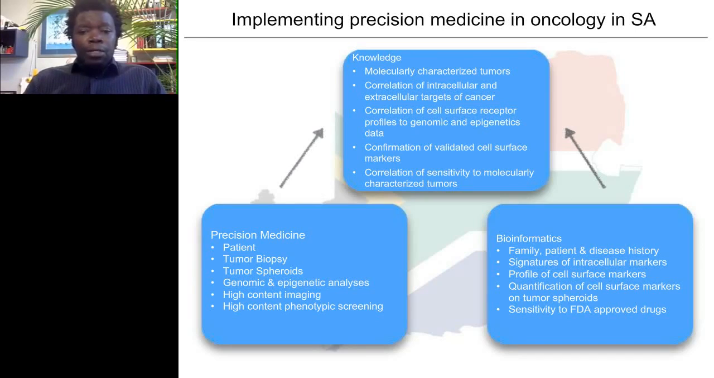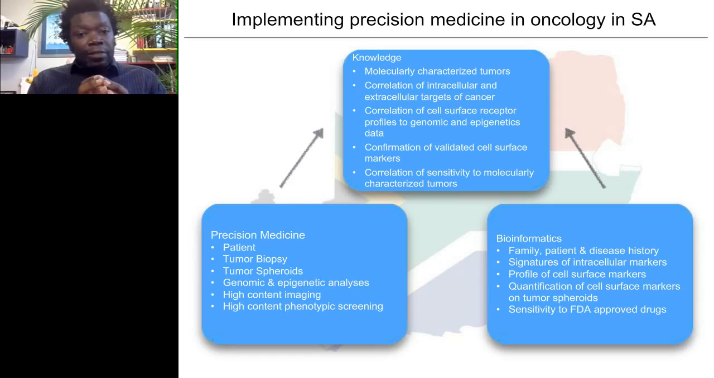So just in this last slide, I really want to summarize how we see the process of implementing precision medicine in this space in South Africa, and the reason that we're very, very positive about this is primarily because we want to concentrate the knowledge that we have in this area. We want to get to a state where we have very well molecularly characterized tumors, which is really the state of the art of oncology around the world.